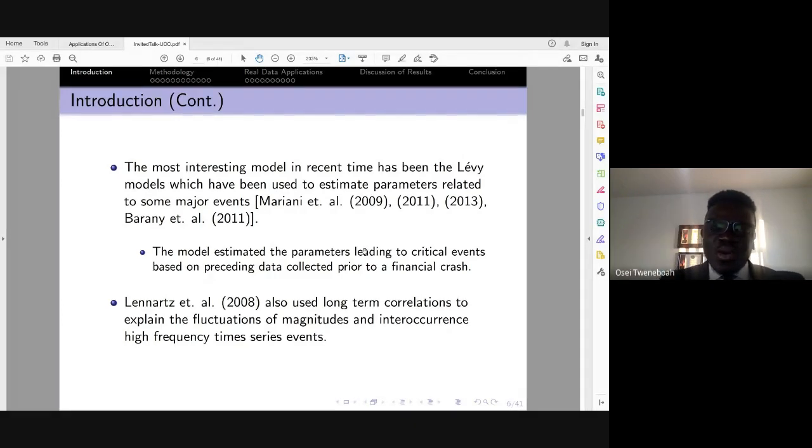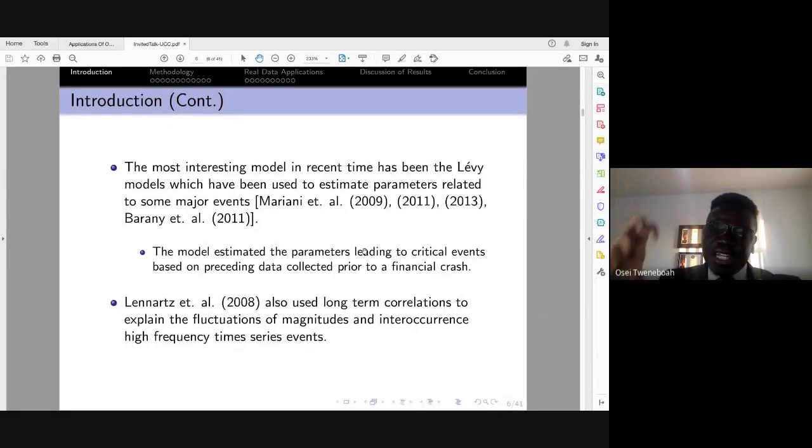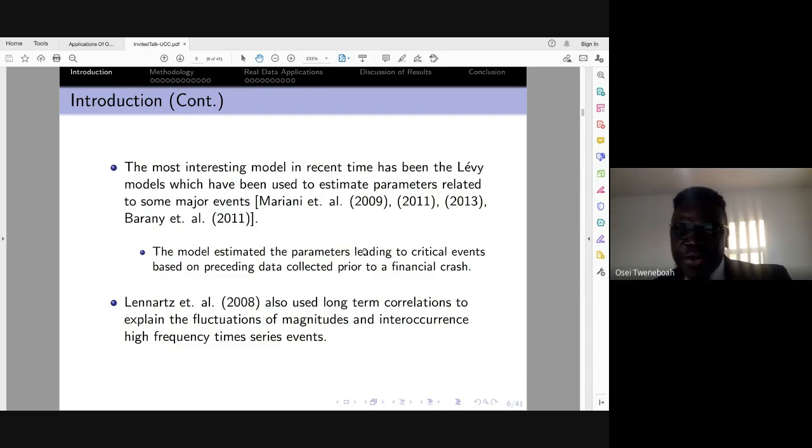Okay, so normally when you have these fluctuations where there is a sharp decline, it's recorded at the extreme tail. One of the models that was used to describe this behavior was the Levy model. And the Levy model is a non-Gaussian process. Okay, so what do I mean by non-Gaussian? Meaning that it doesn't follow the normal distribution. This time around, it's able to capture the tail of the distribution.